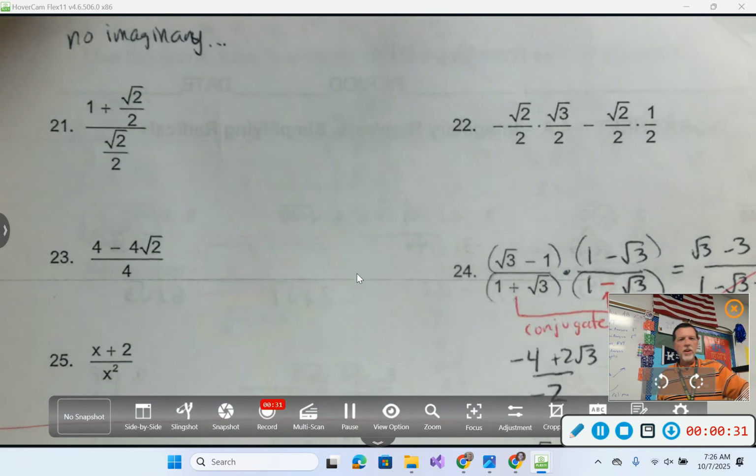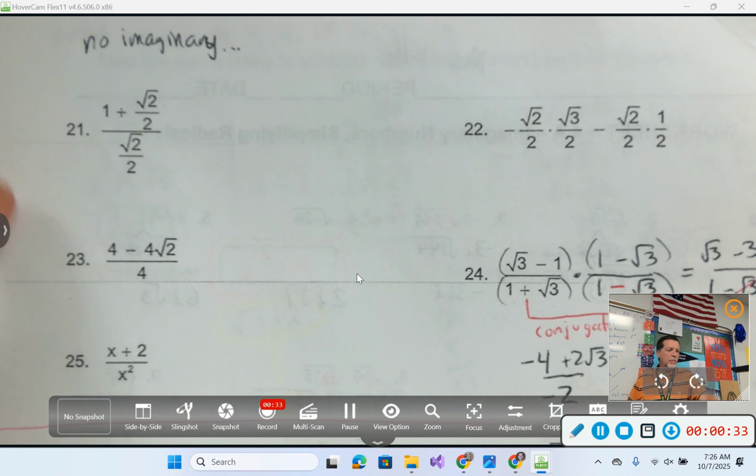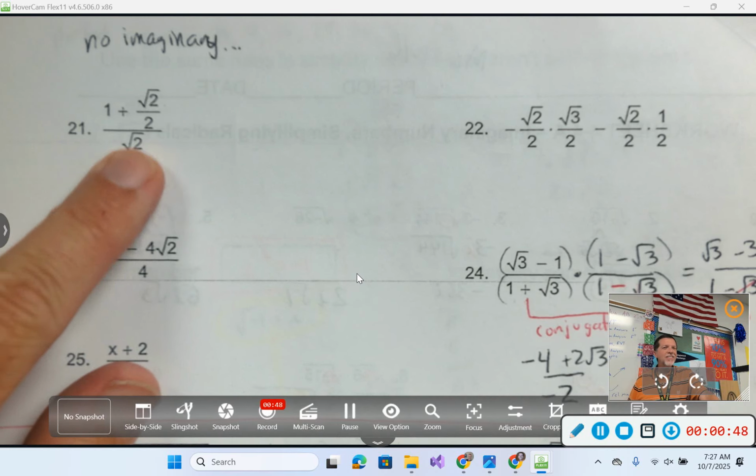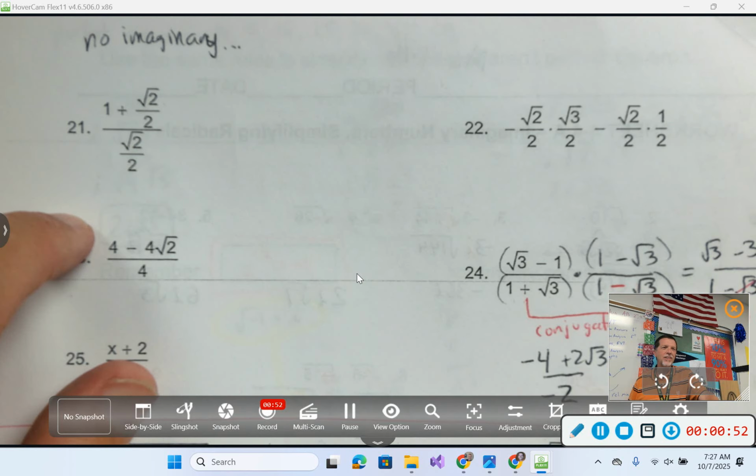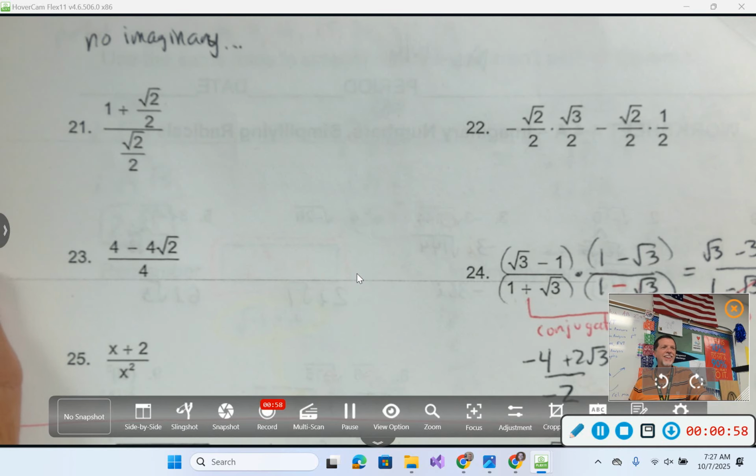So, there's a couple options here. One of the options is keep, change, flip. The trouble is that you really only want to do keep, change, flip if you have one fraction over another fraction. So, that's not really a good option right now. Minus one. Take away the one or no? It's just like get rid of it.